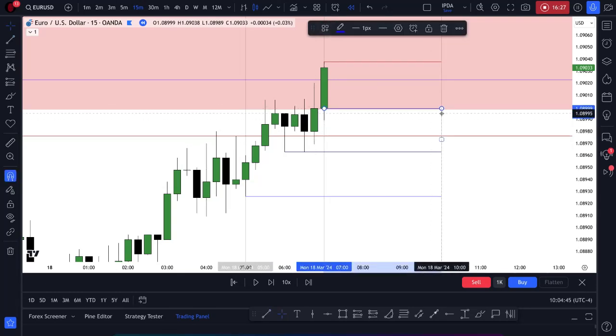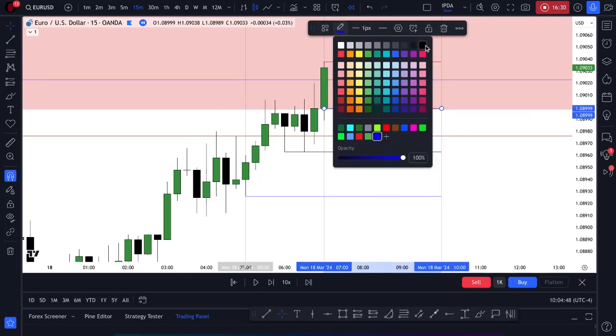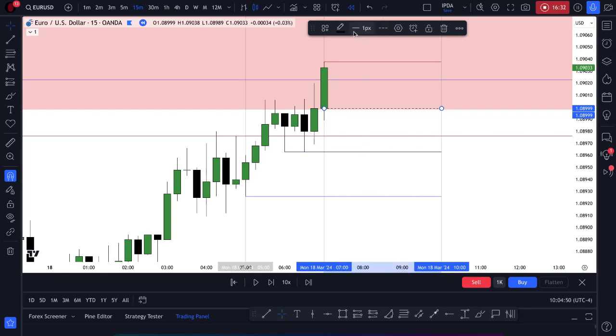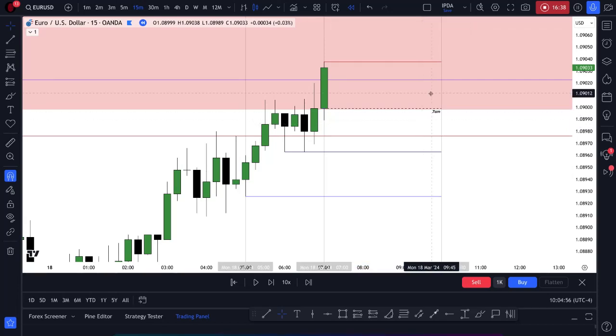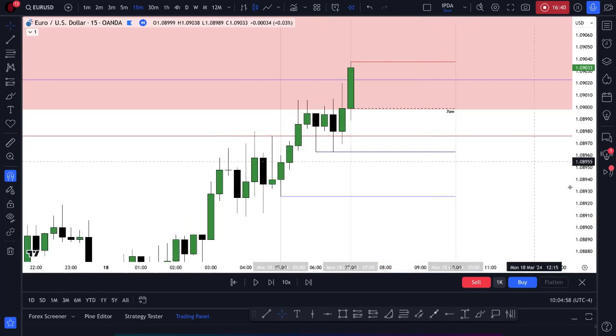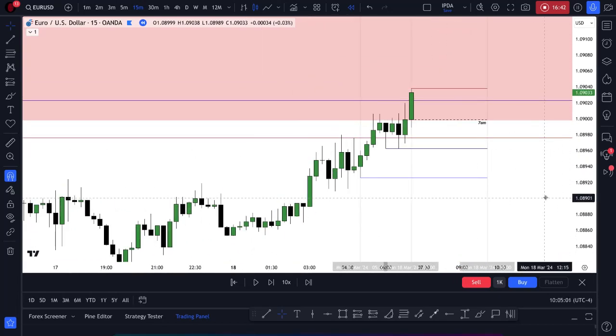We have the opening price for the session. That's 7 a.m.'s opening price. Anything above this price point is a premium. Anything below this price point is a discount. So we know where overbought and oversold conditions are.